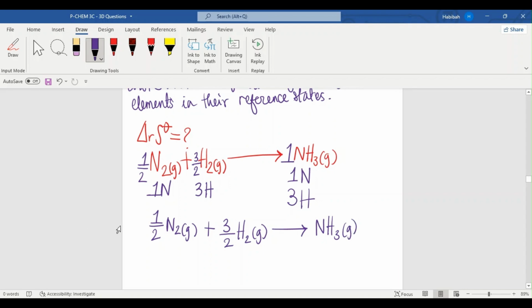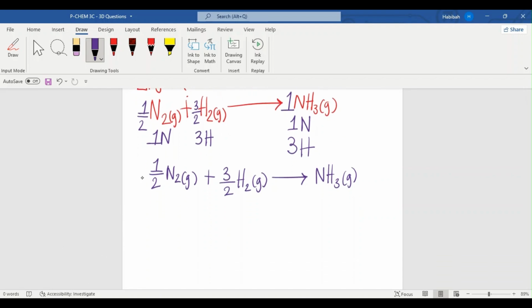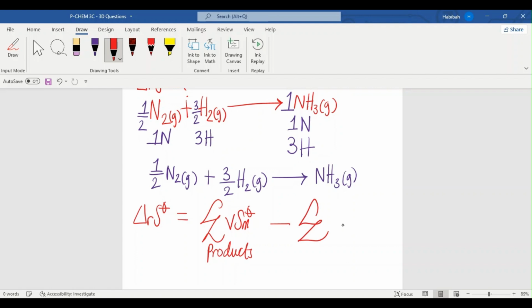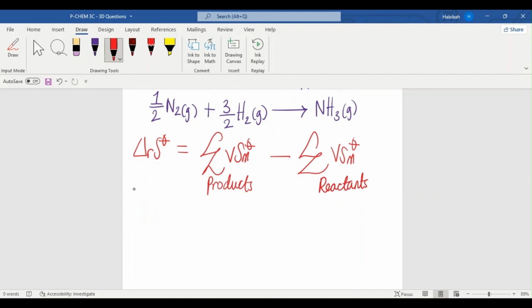Now, the next thing you have to note, because the work just started, is that when you're asked to find the standard reaction entropy of anything, you have to remember the formula you're supposed to use. The standard reaction entropy formula is simply the summation of the molar entropy of the products minus the summation of the molar entropy of the reactants. So we're going to organize this chemical equation in terms of this formula.